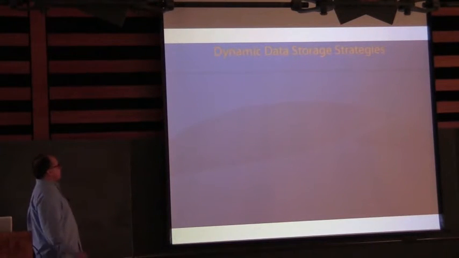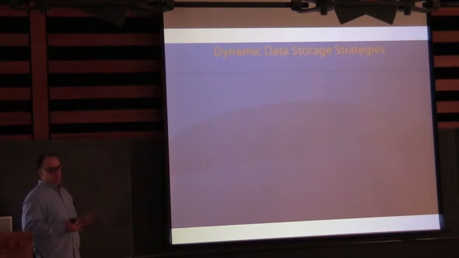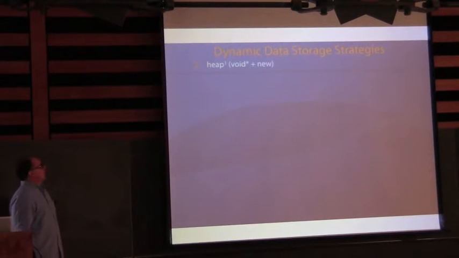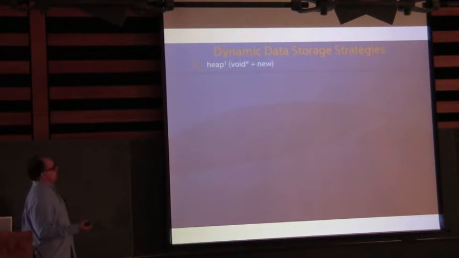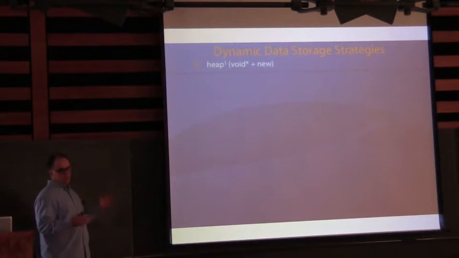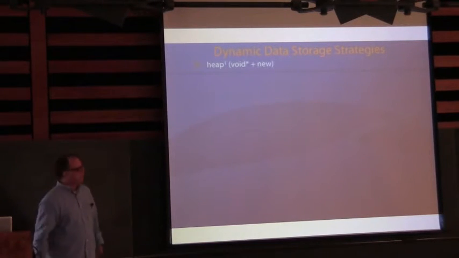So let's first look at the dynamic data storage strategies. How do different solutions store data internally? First and obvious is on the heap. You just have your void star, and you do new, and this void star is pointing to something, and then it's up to you to figure out at runtime what that something is.